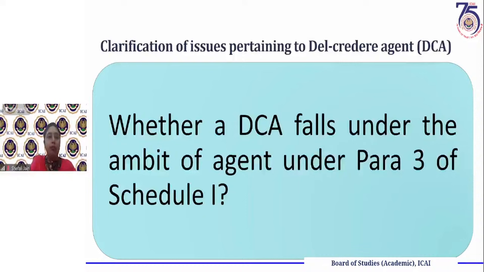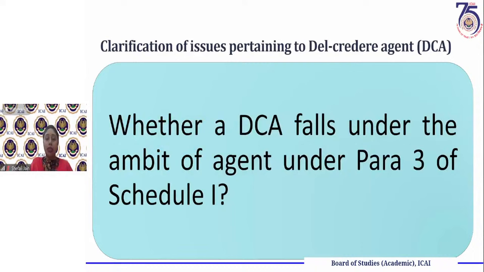Then we come to the del credere agent. Now, del credere agent, because I want to complete schedule one before break. Del credere agent is an agent who promises the principal that, in fact, he guarantees the recovery of the consideration from the buyer. Suppose the principal has sold goods worth rupees 1,000 through an agent. If he is a del credere agent, then he will give assurance to the principal that yes, this entire 1,000 rupees you will be getting from the buyer. And in case the buyer doesn't give it, the del credere agent will himself pay that consideration.